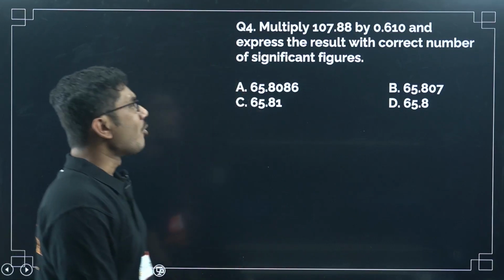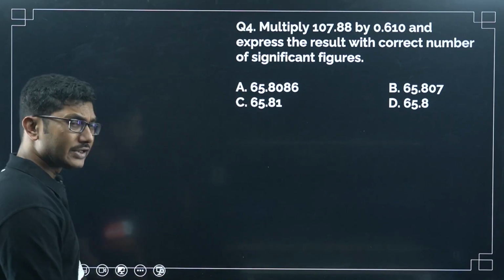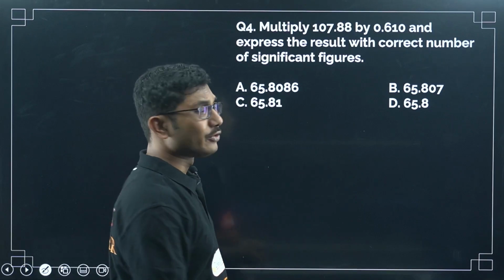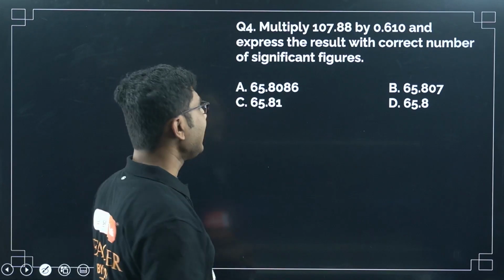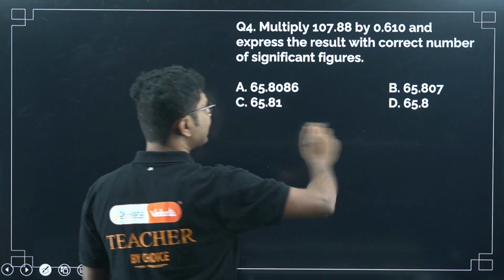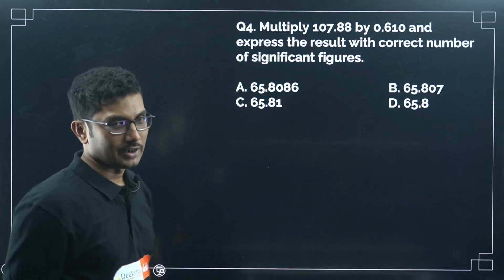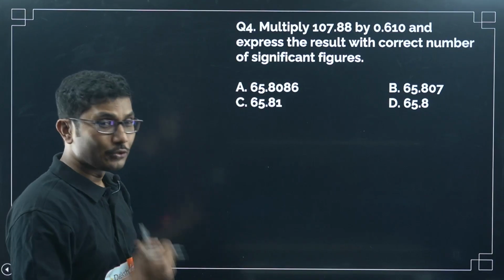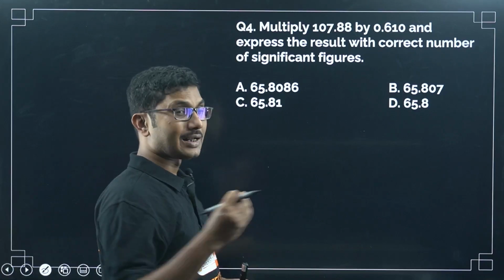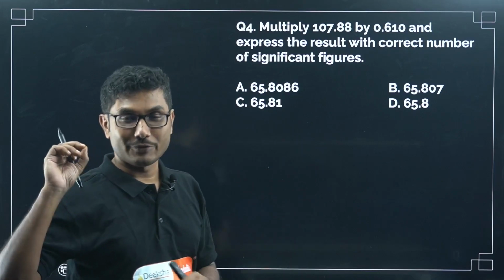Now multiply 107.88 by 0.610 and express the result in the correct number of significant figures. This is an interesting question where you actually don't need to multiply. Why? Because all the options have almost the same answer. If you multiply, you will get 65 point something. What you are actually supposed to do in this question is find the exact correct number of significant figures. That's it. Multiplication is not what we are asked about.